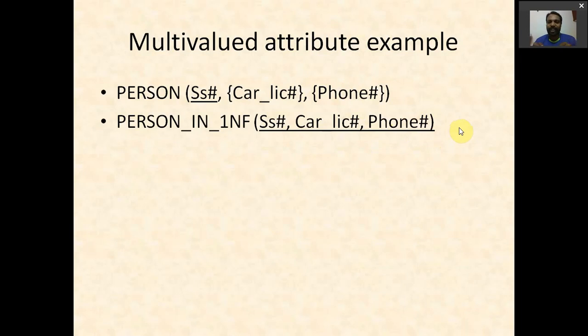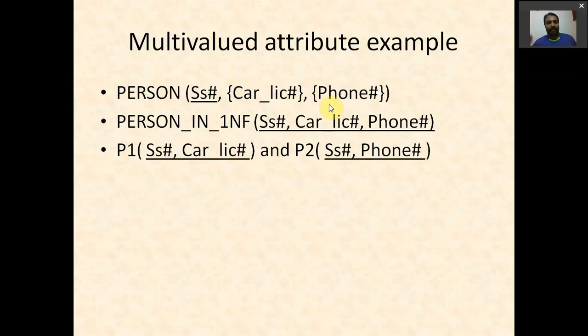What we have to do is take each multivalued attribute and make it into a separate table. So it should be like this. SSN, car license number will be the P1 table, and the P2 table will consist of social security number, phone number. So we have to separate the multivalued attributes into two different tables. So the person table will become P1 and P2. Now these tables are in first normal form because there are no multivalued attributes.